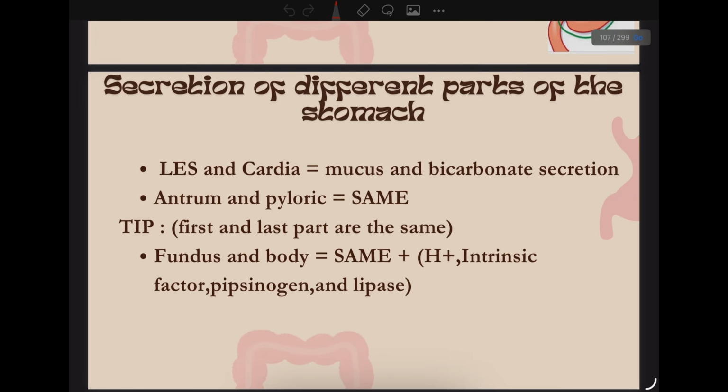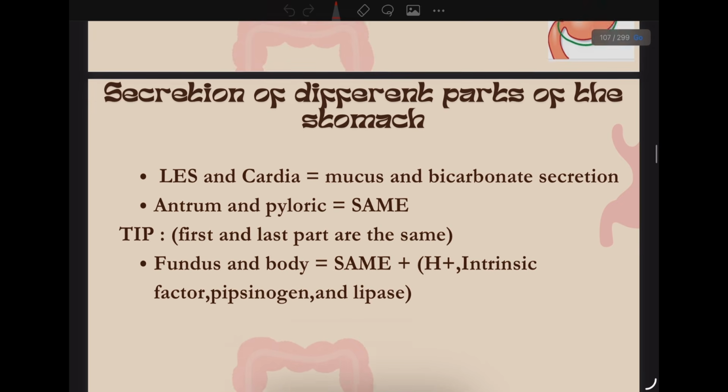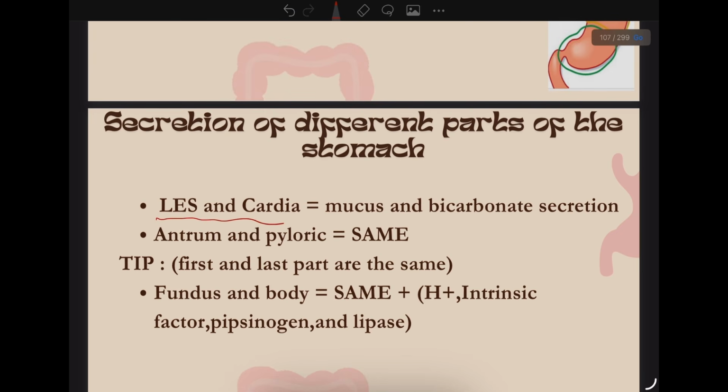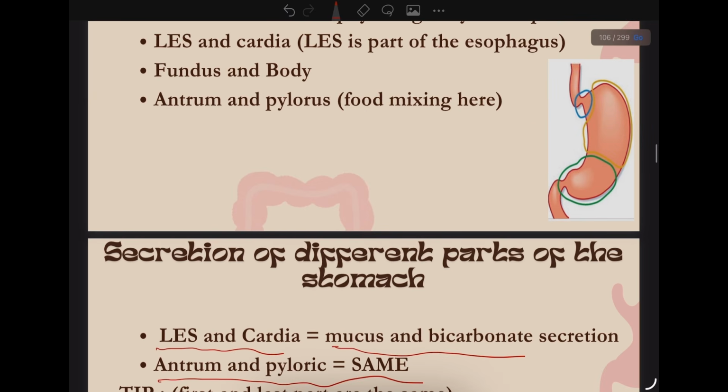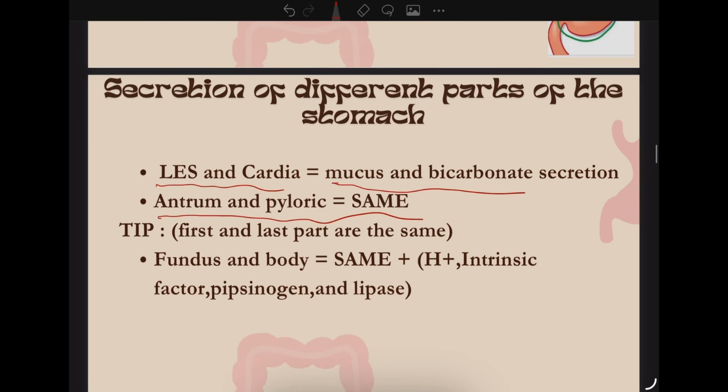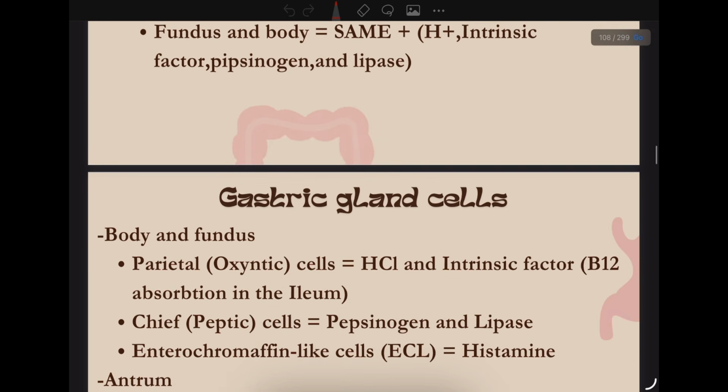Because secretions in the stomach differ depending on which part we are talking about. In the lower esophageal sphincter and cardia, the first part, it's mucus and bicarbonate. In the antrum and pylorus, it's the same. So at the start or at the end, you're secreting mucus and bicarbonate. Now, the fundus and the body also secrete mucus and bicarbonate, because you cannot afford to lose that function. But we will add a few things: H+, intrinsic factor, pepsinogen, lipase. Don't memorize for now, because we'll discuss them one by one.